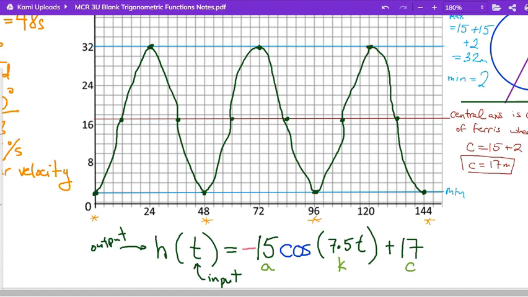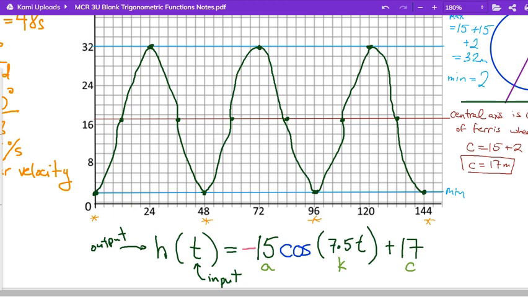Yes, Mustafa? For the interval, like the time it takes to get to the central axis, wouldn't it be 7.5? Oh, interesting. No, 7.5 is how many degrees it does in 1 second. So if you wanted to, you could say, I know from the minimum to this point is 90 degrees, at 7.5 degrees per second. You could do some math to figure it out. You would get 12 seconds.